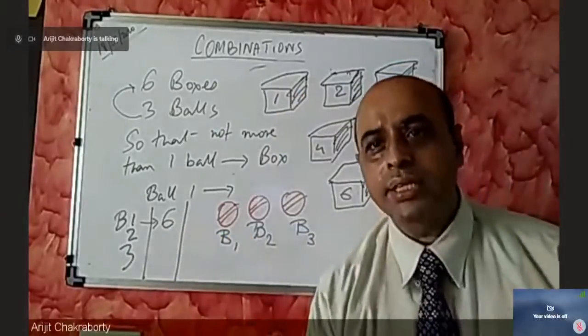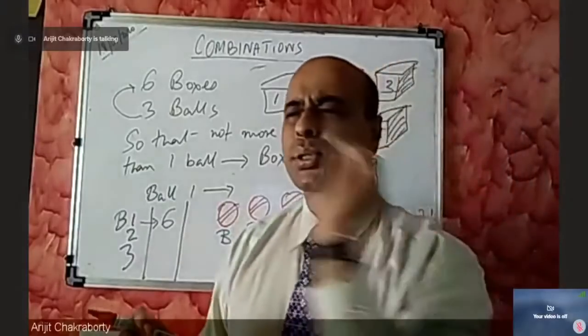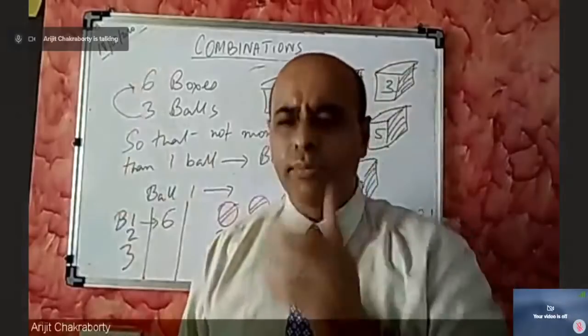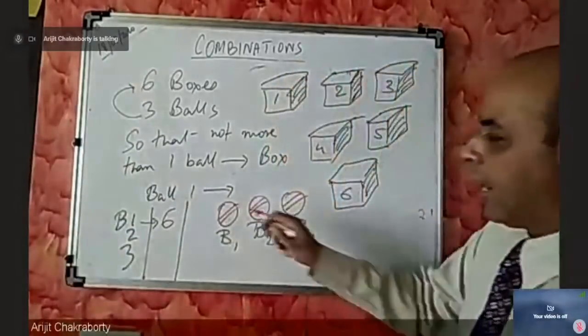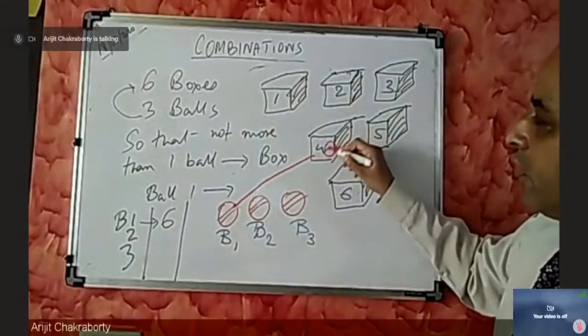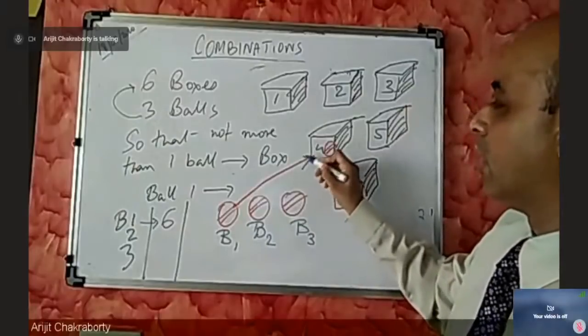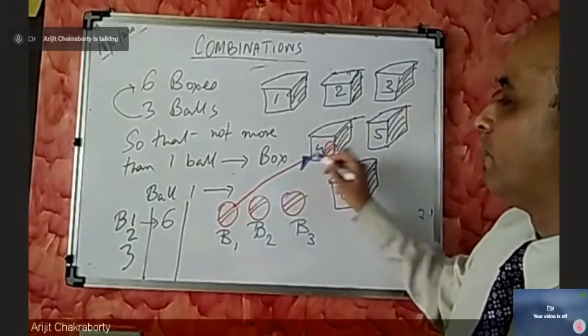Now please assume that for ball 1, I have blindly thrown the ball into a box, covering my eyes, and ball 1 lands up in box number 4. So ball 1 has gone here in box number 4.